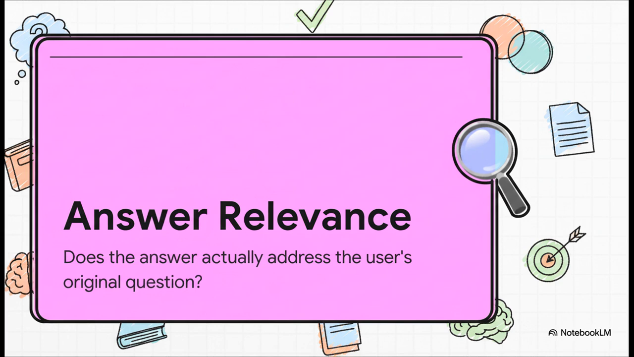Next is answer relevance. It's totally possible for an answer to be 100% faithful to a document, but completely useless to the person who asked the question. This metric makes sure the final answer isn't just factual, but that it's actually on topic and helpful. It answers the real question.